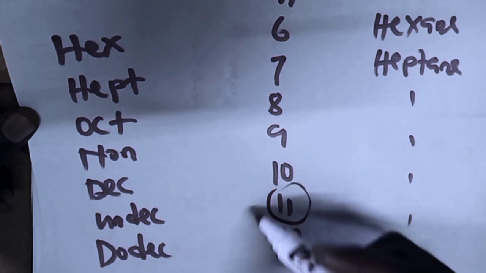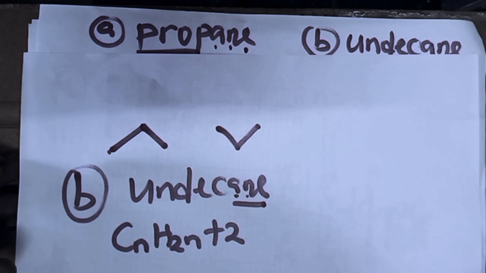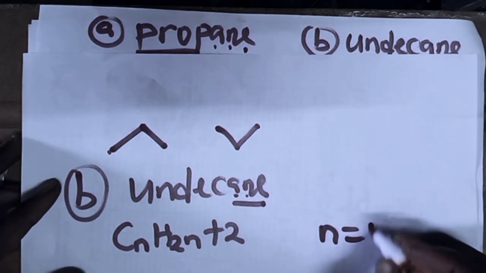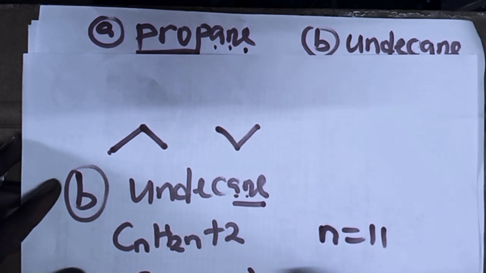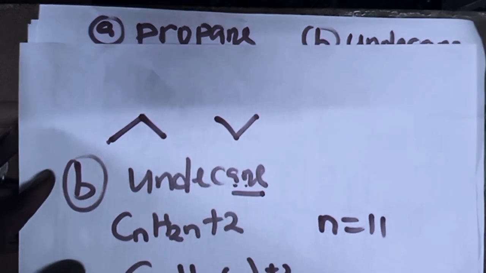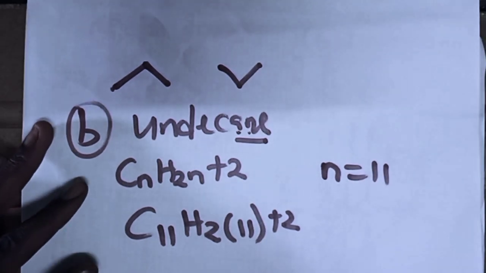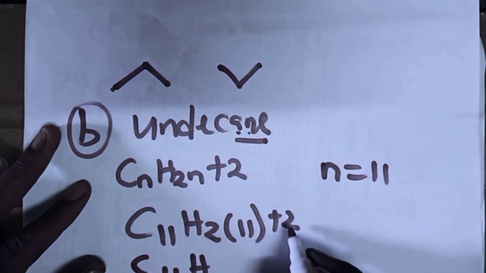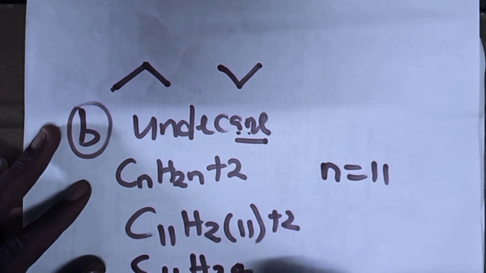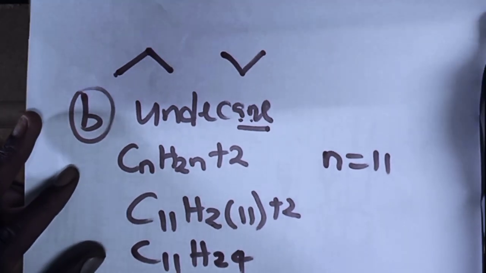And it has 11 carbons. So this simply means we are going to have 11 carbons. So it will be C11H, 2 times 11 plus 2. Now, what will be the final answer? The final answer will be C11H, 2 times 11 is 22, plus 2 is 24. And this is the molecular formula. Just like that. It's as simple as that.